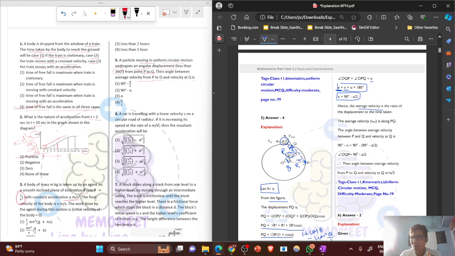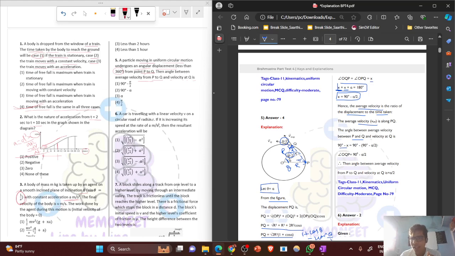Average velocity is the ratio of the displacement to the time taken. You know the displacement and you know the time taken, so the average velocity along PQ, where PQ is the displacement. The angle between the average velocity between PQ and the velocity at Q is 90 minus x.